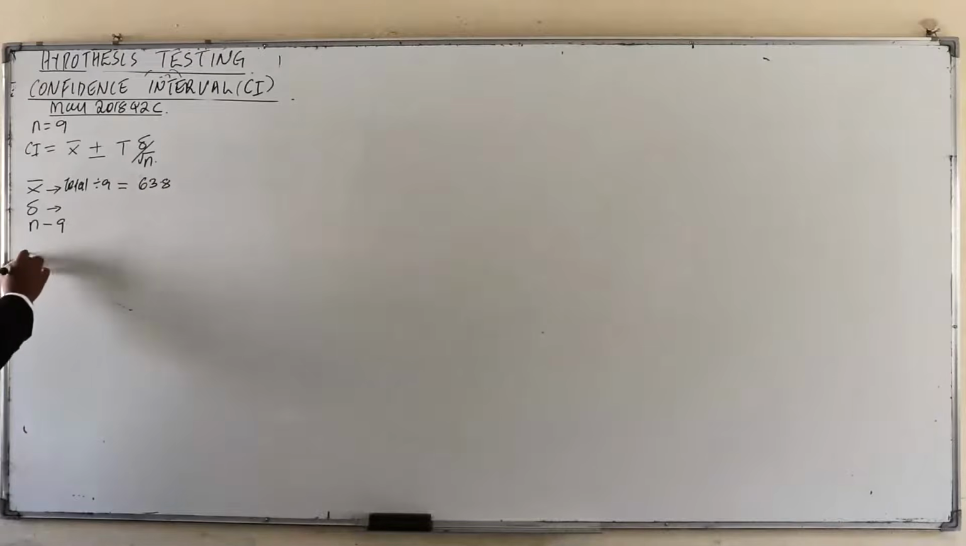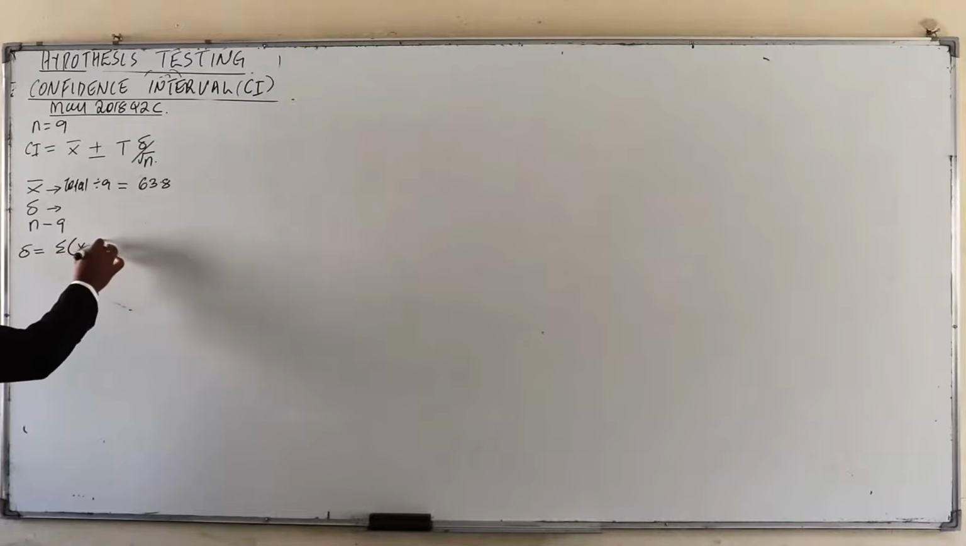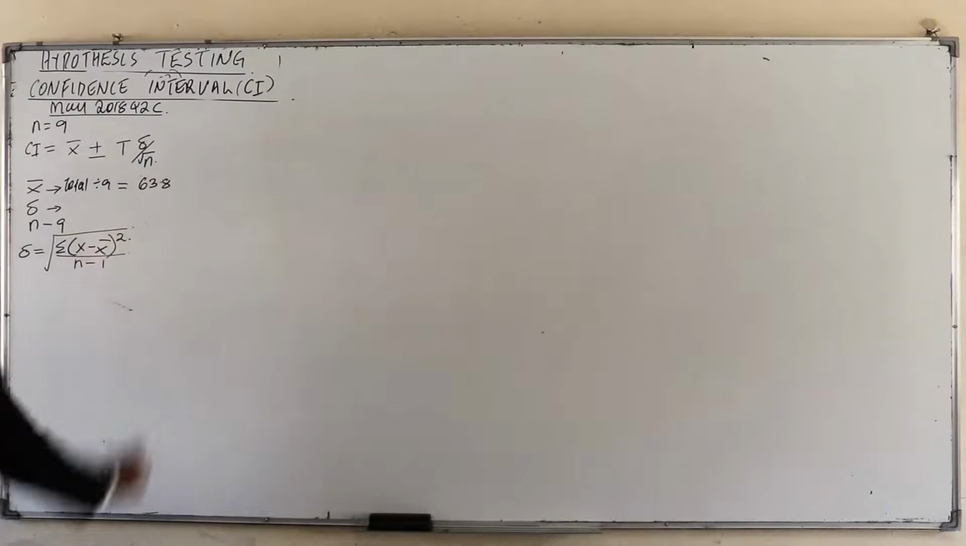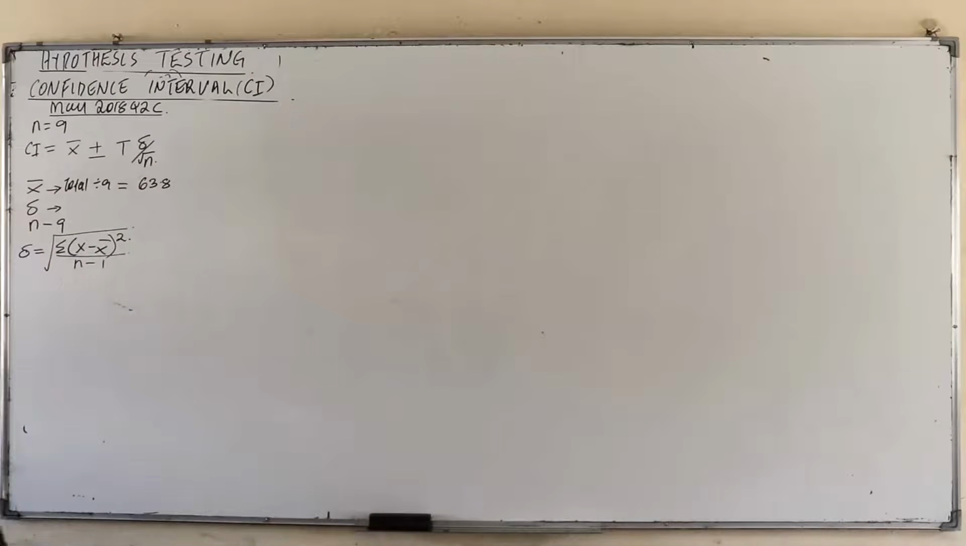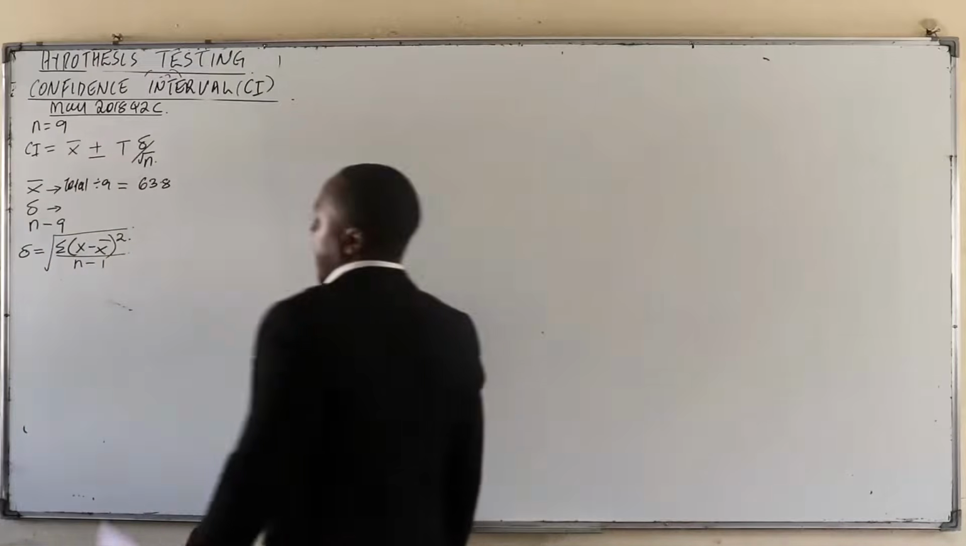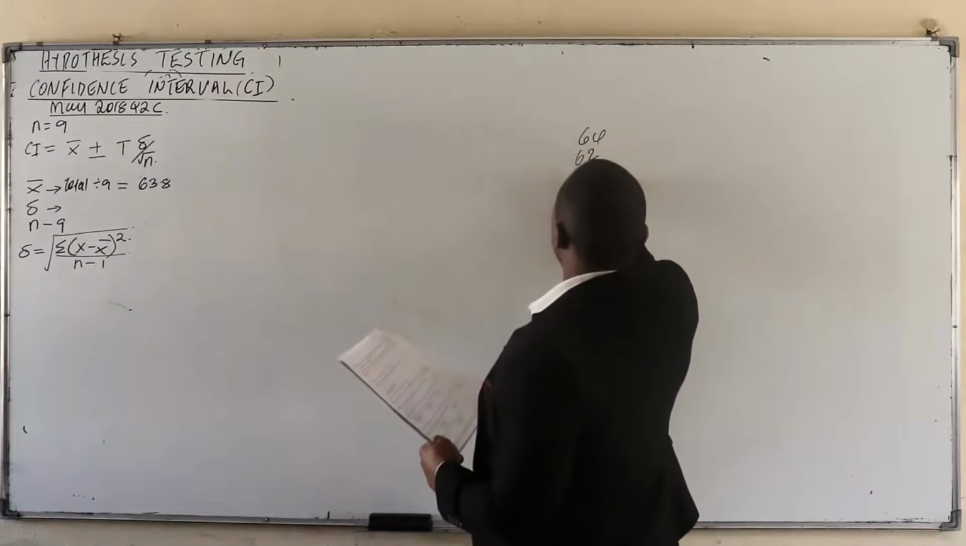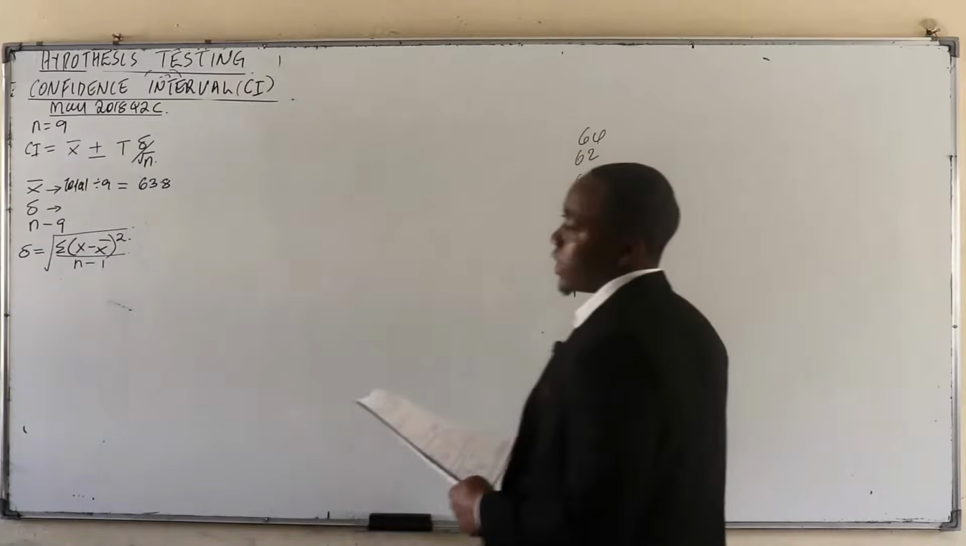Now, to get the standard deviation, you take the summation of (x minus x bar) squared, all of it over n minus 1, since the sample is small. So this is what you'll do. For example, x is the height. So you take 64, you take 62, you take 65, all that up to the ninth.